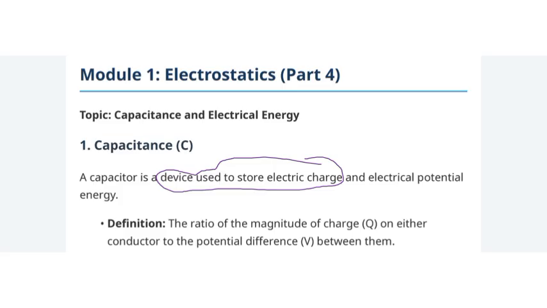Okay, so the definition of capacitance. The ratio of the magnitude of charge on either conductor to the potential difference between them is known as capacitance. So capacitance C is equal to Q divided by V. Right, so this is the formula: C is equal to Q divided by V. I know this particular aspect of the lesson is a bit relatable compared to others.